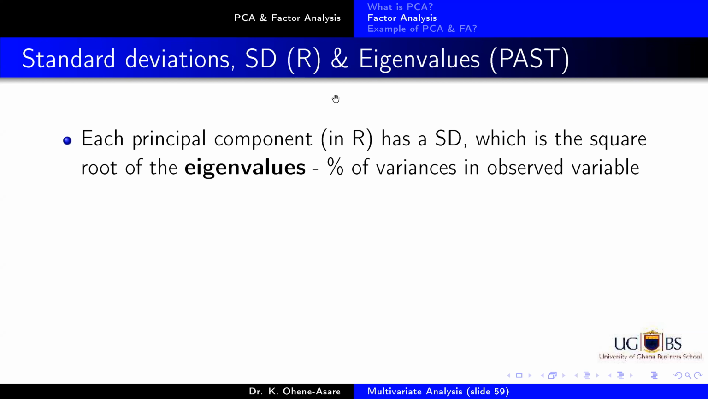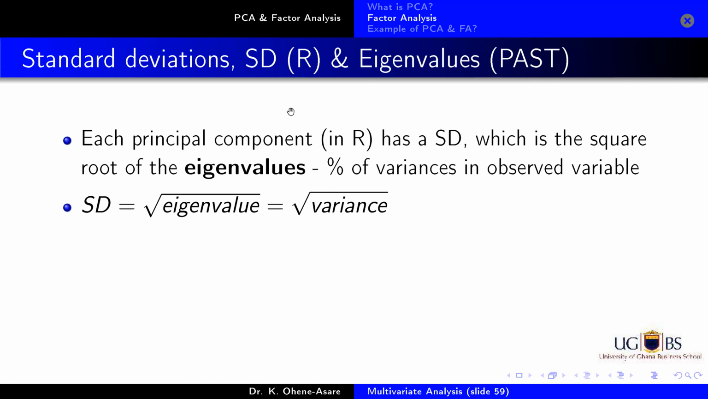All right. So I was saying that each one of the principal components has got an eigenvalue. And the eigenvalue, this is what you see there, is the square of the standard deviation. And so the standard deviation is the square root of the eigenvalue. The eigenvalue is the variance. And you all know that the standard deviation is the square root of the variance, and the variance is the square of the standard deviation.